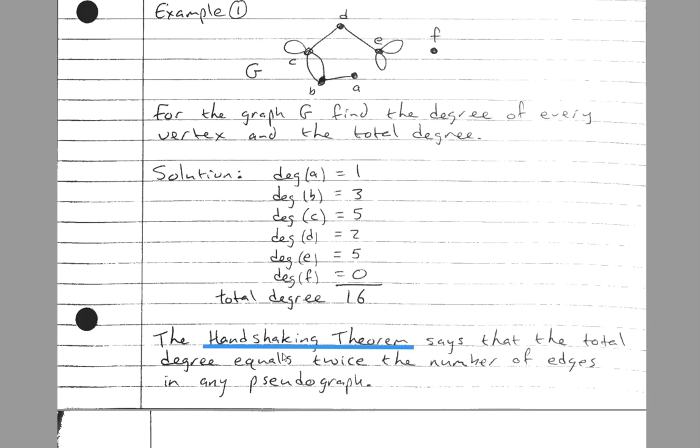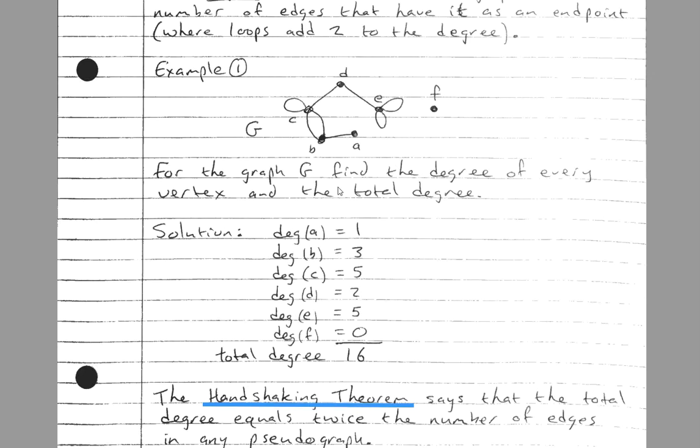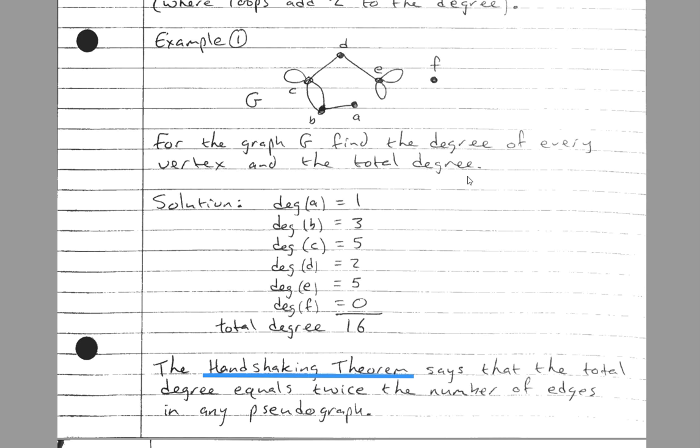We saw a theorem about the total degree. So the handshaking theorem says that the total degree is always equal to twice the number of edges in any pseudograph. And so we can check that here. The total degree is 16, so the theorem says there should be 8 edges. Let's check. So 1, 2, 3, 4, 5, 6, 7, 8. Looks good.